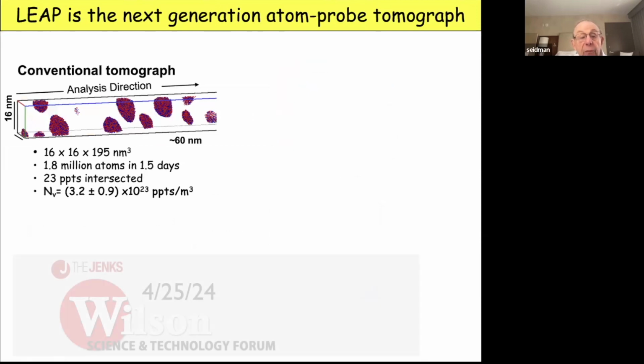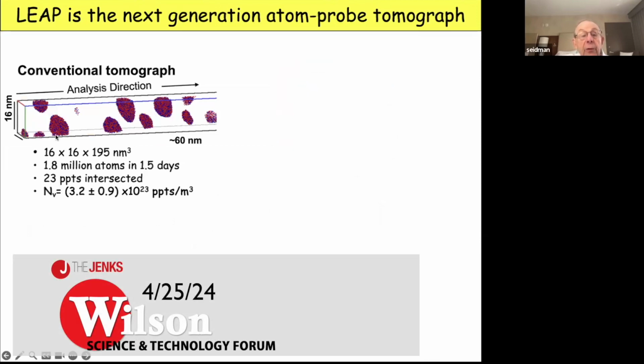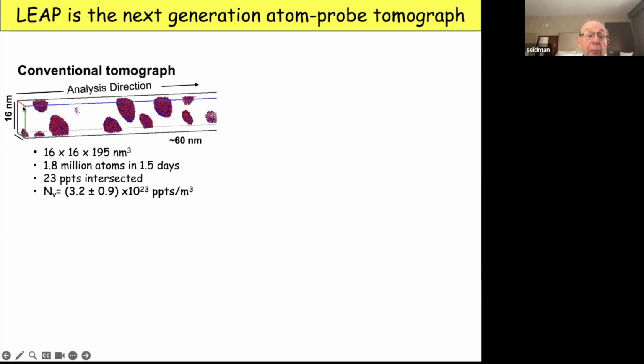This is an early example, but it'll give you an idea. This is a conventional tomograph, and this is the analysis direction going from left to right. The cross section here is rather small, 16 by 16 nanometers, and the length of this is 60 nanometers. And what you see are precipitates here. These are precipitates, and the volume of this is about 16 by 16 by 195 cubic nanometers.